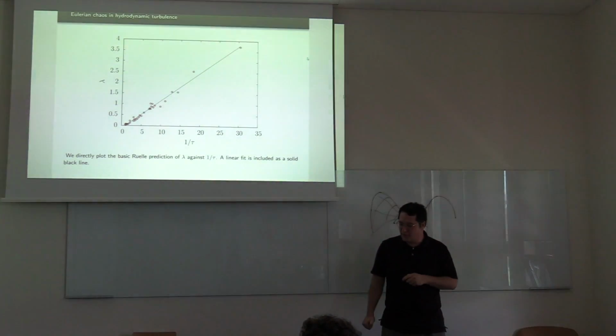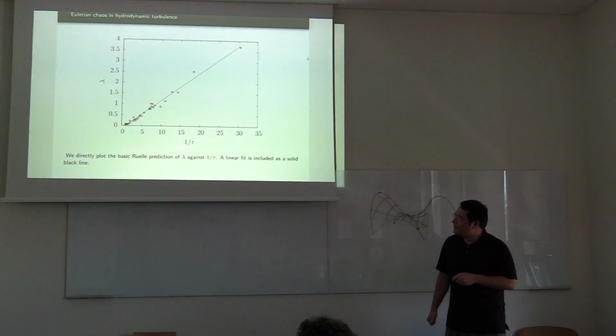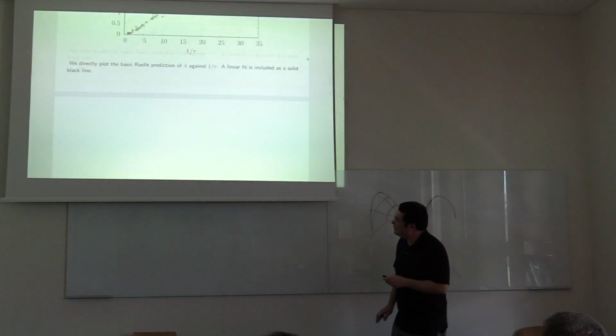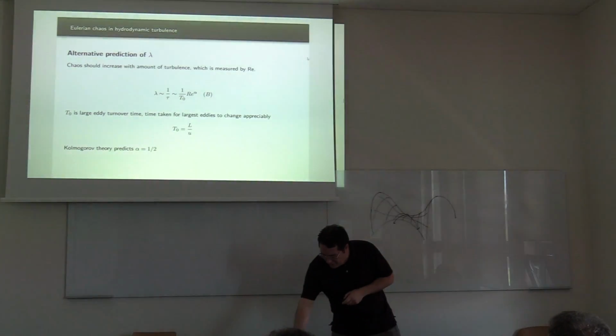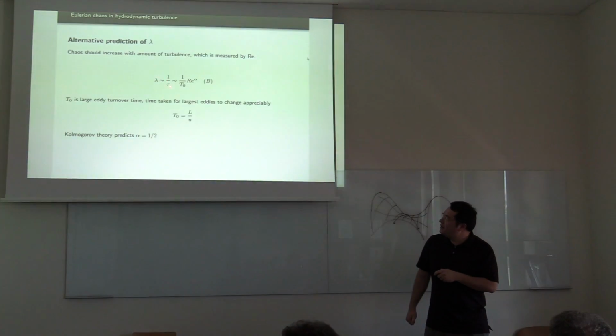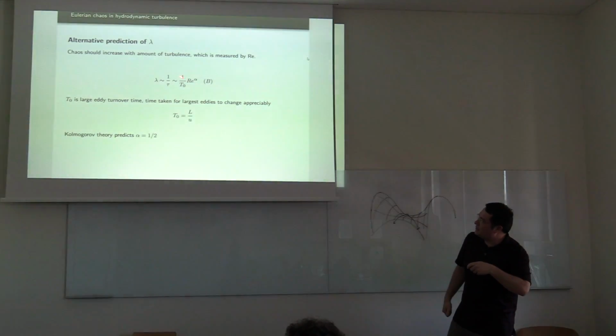But there's a problem in that tau only indirectly measures the level of turbulence in the system. There's no Reynolds number in this, so we want to include a Reynolds number. So we can create an alternative prediction of what lambda should be, which relates 1 over tau to 1 over t naught, where t naught is the turnover time of the largest eddies, and we'll have a Reynolds number dependence here. So you have this alternative prediction here.